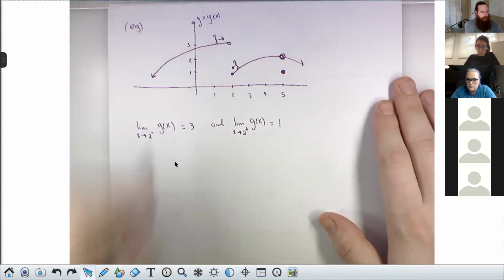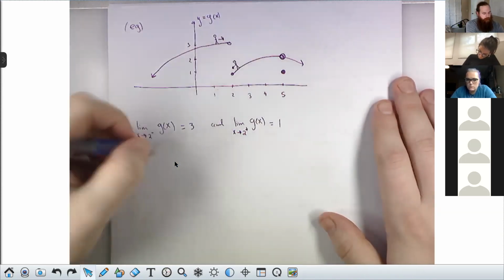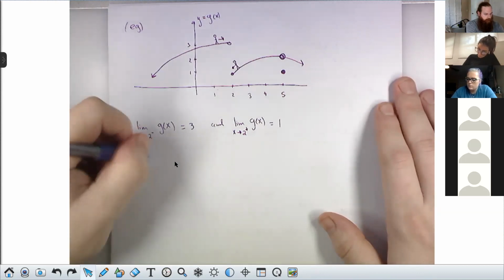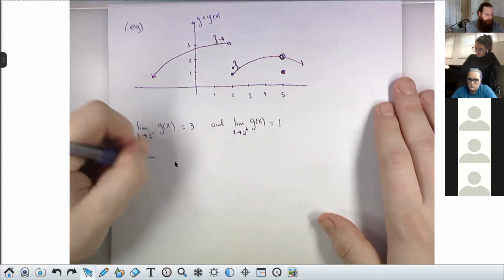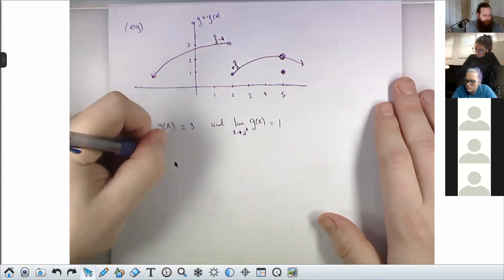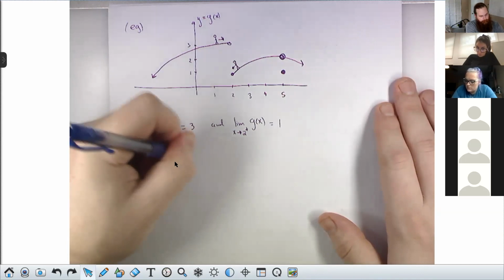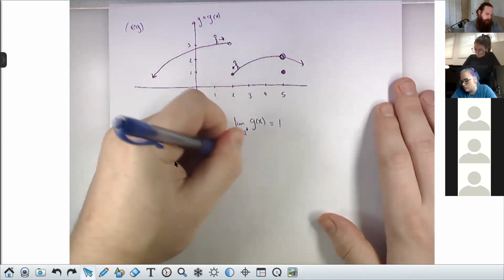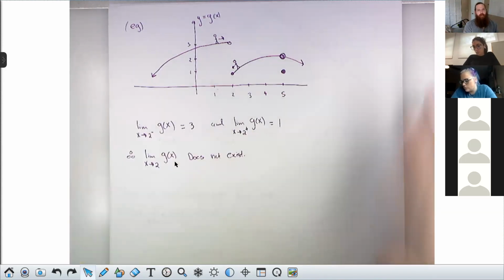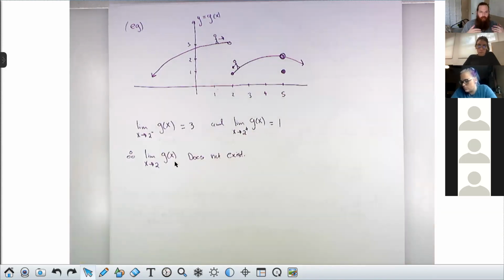So what can we say about the limit as x approaches 2 of g of x? Doesn't exist. Good. And that's because I cannot say overall, as x gets closer and closer to 2, that g of x gets closer to any particular value.